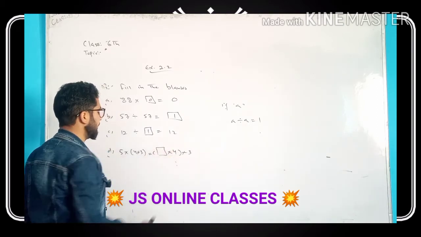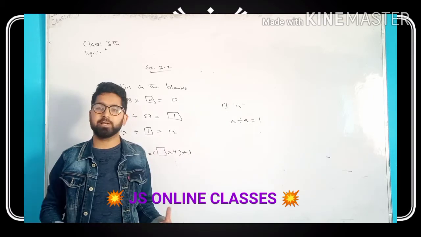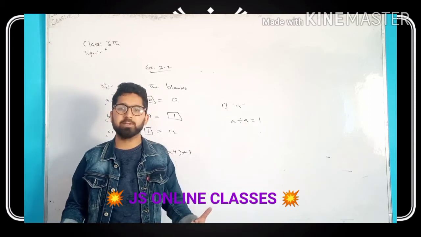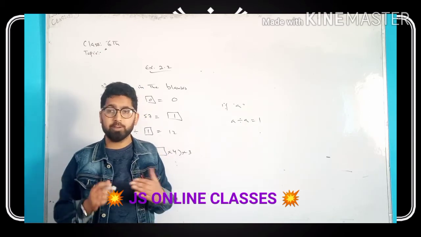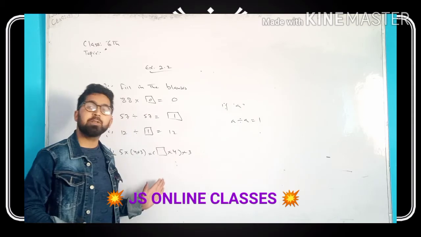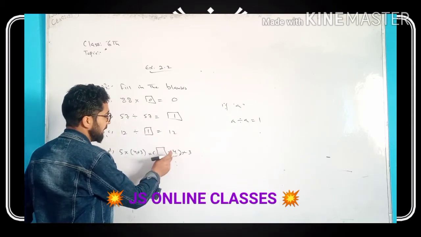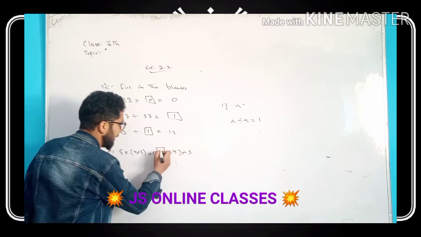We have another part, it's a very interesting part, it's 5 into 4 into 3 equals box into 4 into 3. So which property has been used here? I have already discussed it in a previous video. You must have watched that video. We have discussed the associative property of multiplication. So here we have used that property. It is 5 into 4 into 3 equals dash into 4 into 3. So we can write here 5.